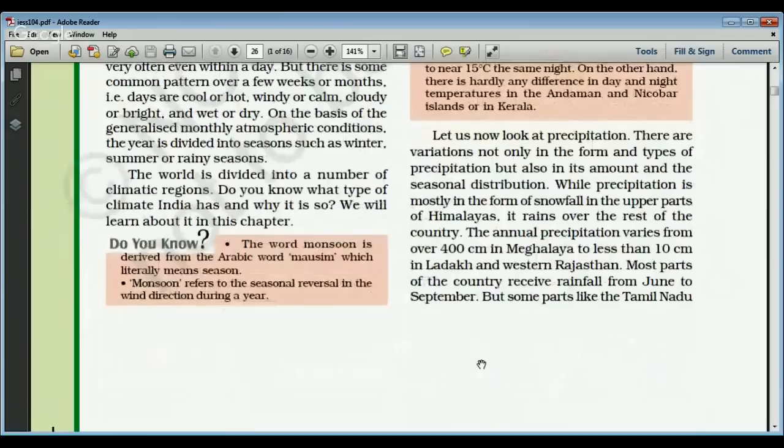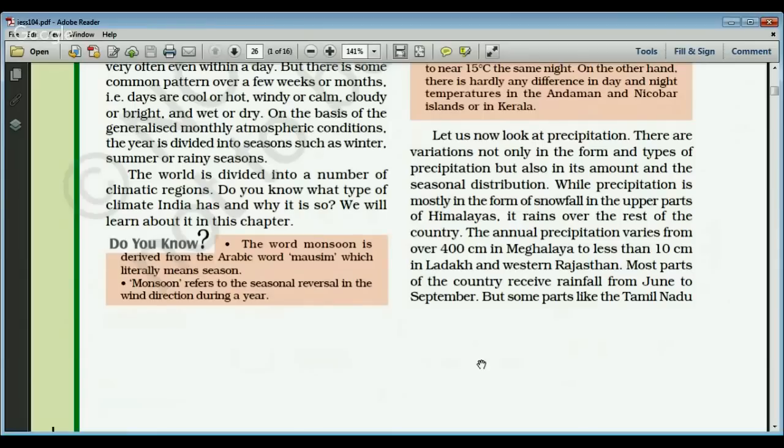Now, if you look at precipitation, there are variations not only in the form and type of precipitation. There may be snowfall, there may be sleet, there may be hail, but also in amount and seasonal distribution. The precipitation is mostly in the form of snowfall, I've told you, in the upper parts of the Himalayas, but it rains over the rest of the country. And even the amount of precipitation varies across the regions in India.